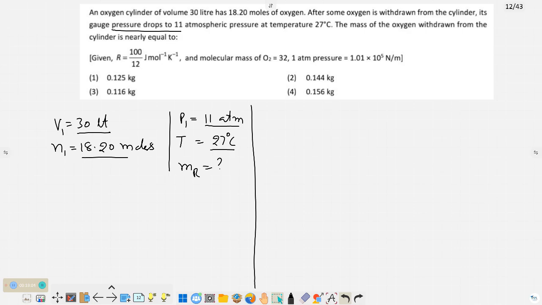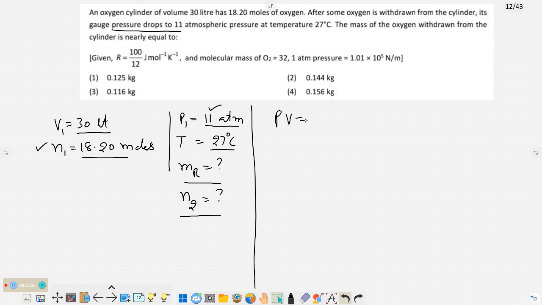To find that, initially the gas is given in terms of mole quantity, but here they are asking for the mass of the gas which is removed. So first identify how many moles of gas you remove. In this case, the amount of gas present after removal is N2, that is, how many moles of gas are present. At this pressure, you can calculate how many moles of gas are present using the ideal gas equation.